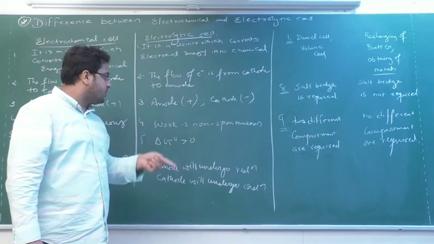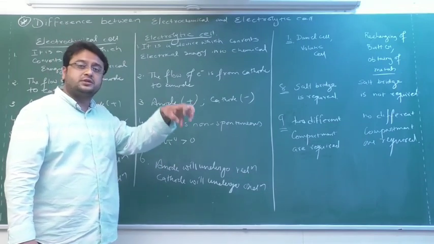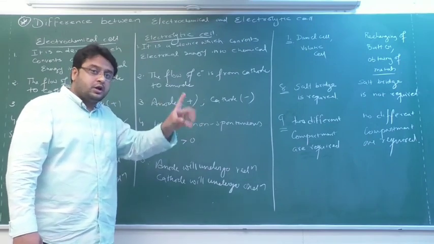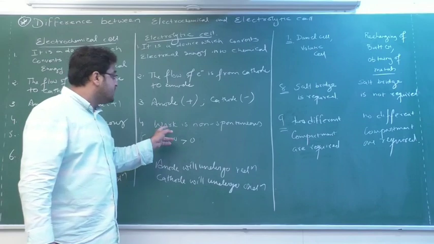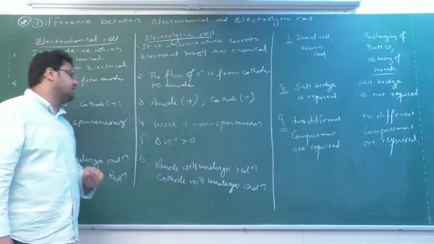So electrical energy is required to start the chemical reaction. Means electrical energy should be supplied. Without that, work will not be done. So work is here non-spontaneous. Due to this, delta G 0 will be greater than 0.